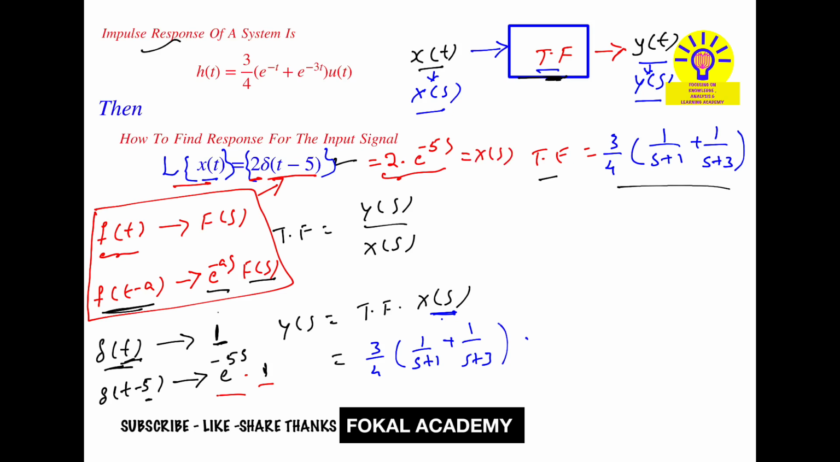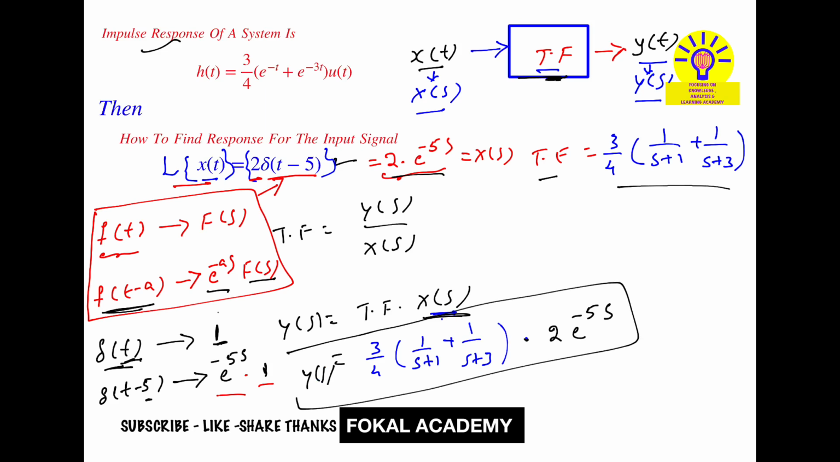Now substitute. X of s we got is 2 into e power minus 5s. By multiplying the transfer function and the input in the frequency domain, it gives Y of s. So this is Y of s. First simplify this, but we want Y of t, the response for x of t. After I simplify this, then apply the inverse Laplace transform, and then we get the Y of t value. So let's see.